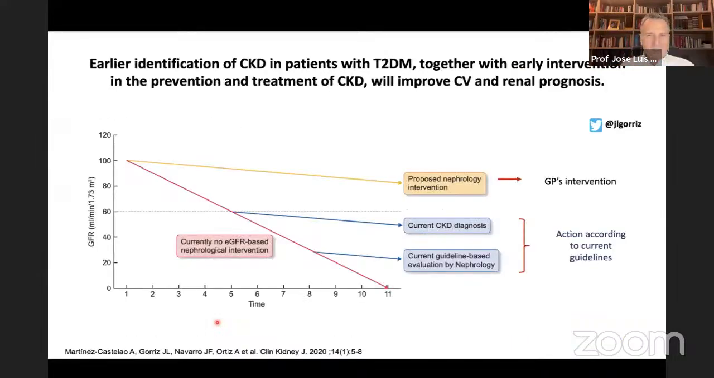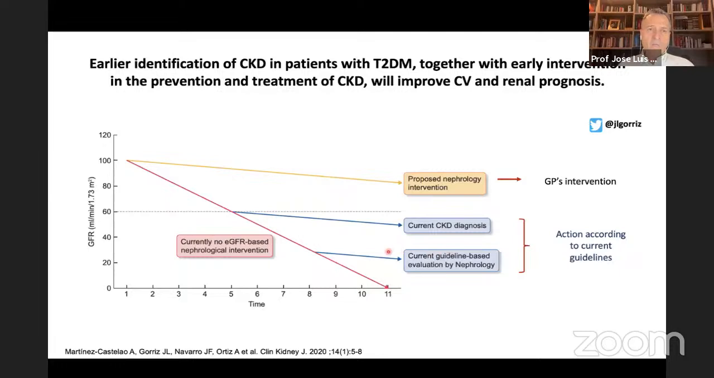So, okay, this is the guidelines, but if we use the guidelines, we should refer this patient too late because of GFR below 30 and proteinuria. This is a proposed intervention that we published recently in chronic kidney disease. The proposed intervention, the early intervention, is made by GPs.